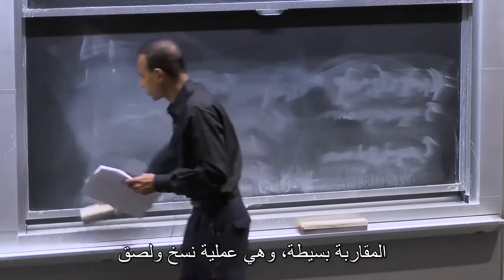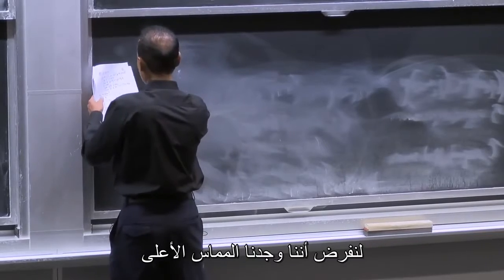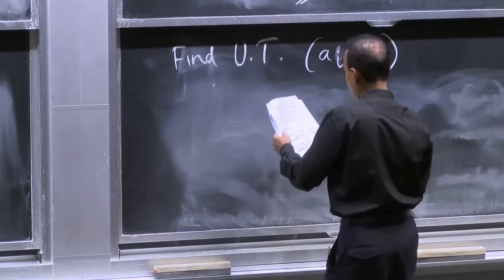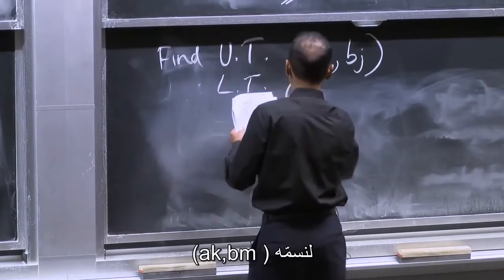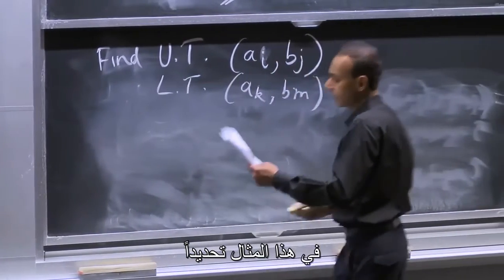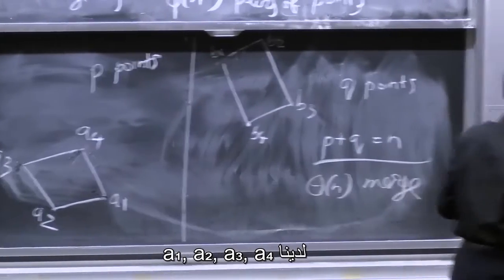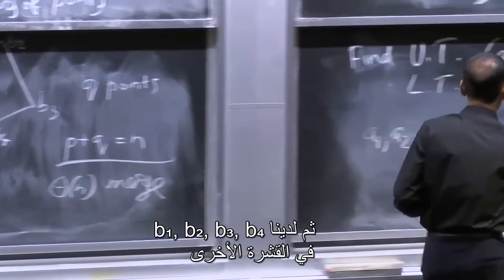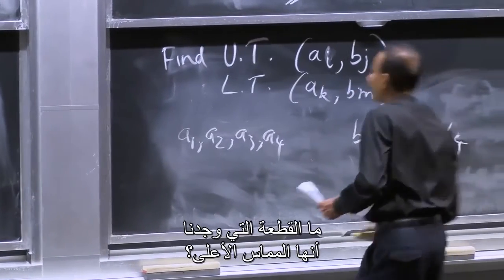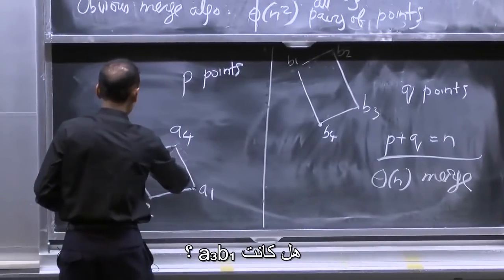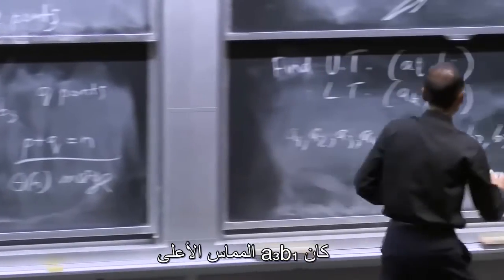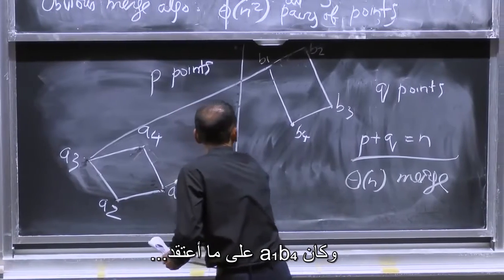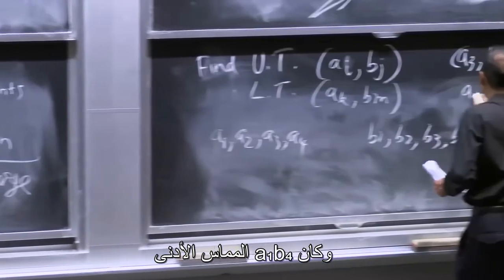So it's a simple cut and paste approach. Let's say that I find the upper tangent AI BJ, and I find the lower tangent, let's call it AK BM. In this particular instance, I have A1, A2, A3, A4 as one of my subhulls, and B1, B2, B3, B4 as the other one. Now, what did we determine to be the upper tangent? A3B1. And the lower tangent was A1B4.